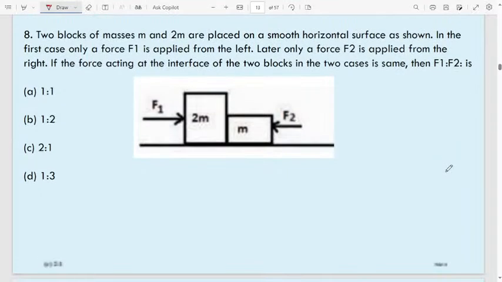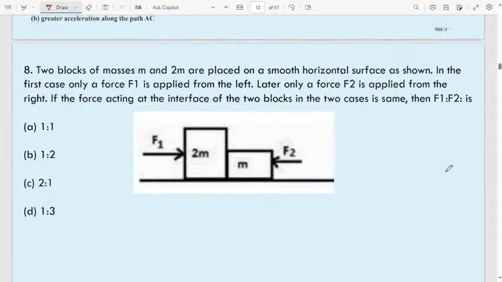This question is also very easy and also interesting. Question number 8. Two blocks: one block having a mass m, another block having the mass 2m, are placed on a smooth horizontal surface as shown in the figure. This is the smooth horizontal surface. In the first case, only a force F1 is applied from the left. See, this is the force F1.